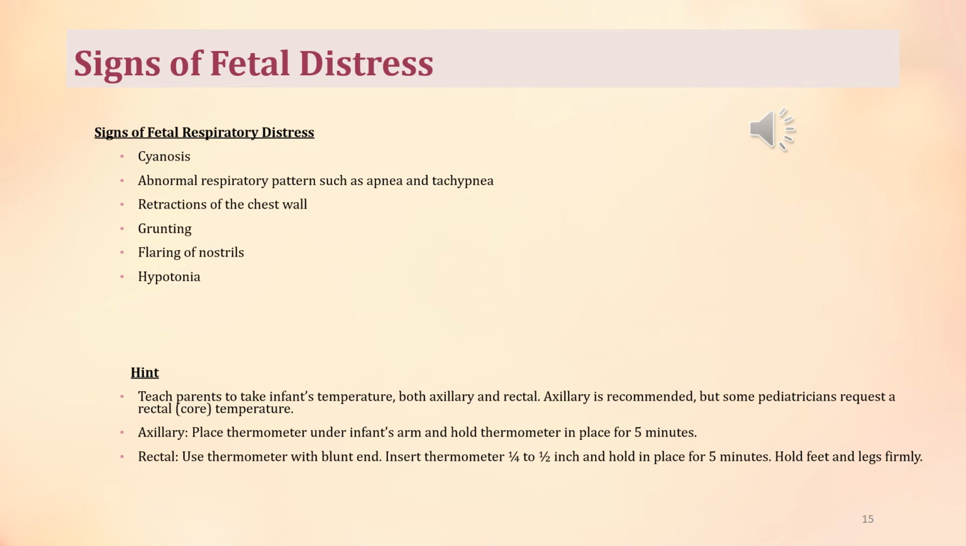So we want to teach mom and dad how to take both the axillary and a rectal temp, because they both are important. We don't do rectal temps a whole lot anymore. We used to do them the first temperature once baby was born, but they've gone back to where we're not doing those very much at all. So we just want to be cautious when we're teaching how to do a rectal temp.